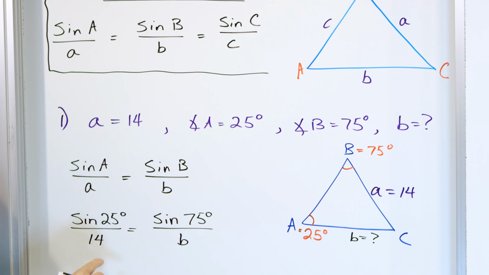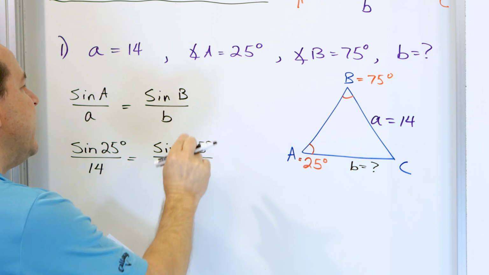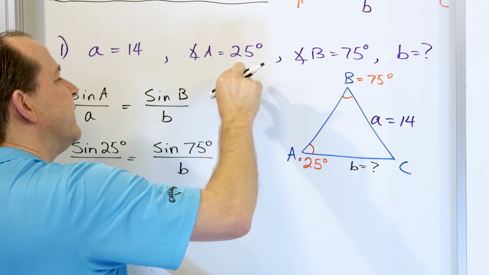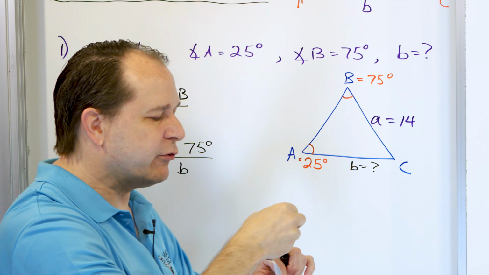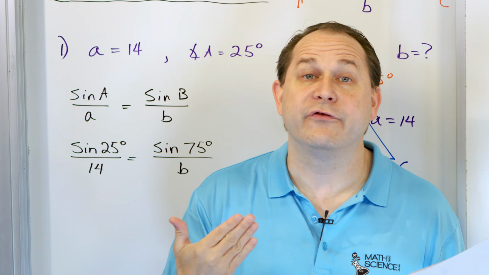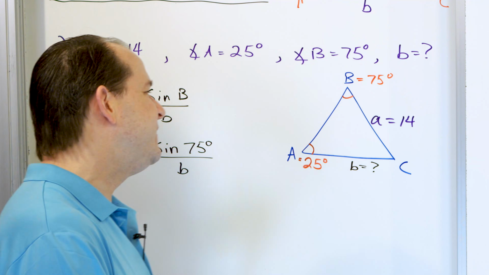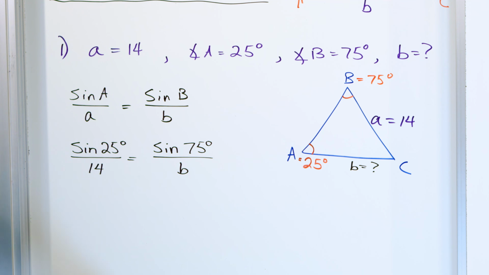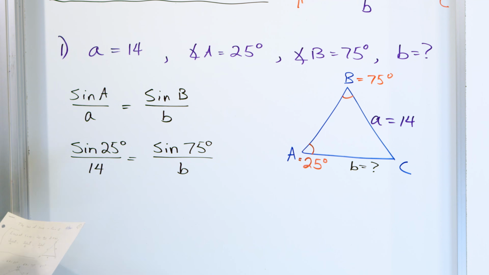Notice that this is a number, this is a number, this is a number, this is an unknown. So yes, it is true that this is also equal to the sine of angle C divided by side C. It's true, but you don't need to write that because I already have enough information written down to solve for what the problem has asked me to solve for. So now that we have written down enough to solve the problem we're after, we can go ahead and calculate the answer to this problem.